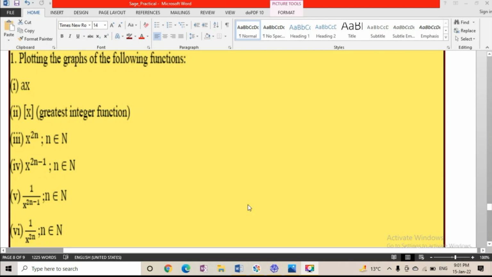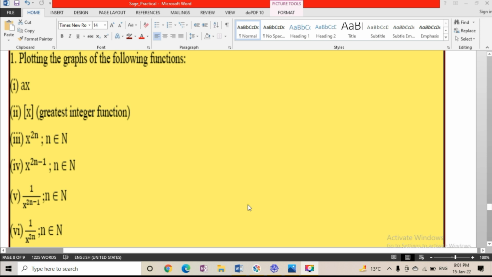Hello everyone. Today we discuss plotting of graphs using SageMath. SageMath is an open source software. You may use this software in online mode also. This gives a platform for the SageMath cell server.